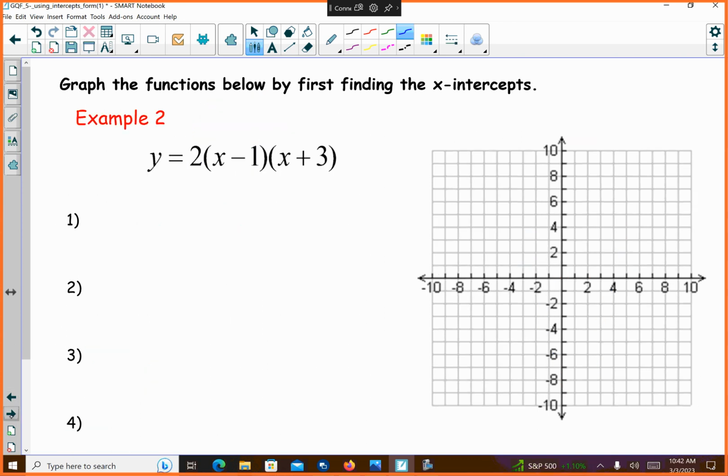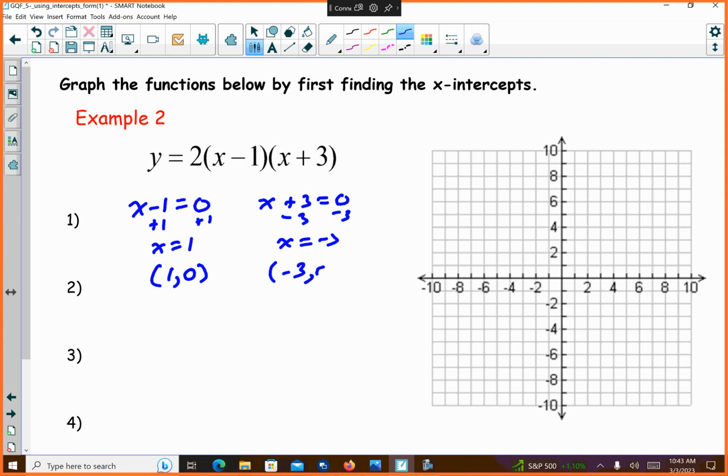AOS. All right, so this one, I'm going to take my roots. I'm not going to worry about the 2 out front. Set those equal to 0. Add 1 to both sides here, so I get x equals 1, which is 1 comma 0. Subtract 3 from both sides: x equals -3, so -3 comma 0. These are my roots, because the y value is 0. So 1 comma 0 is right there, and -3 comma 0 is right there.